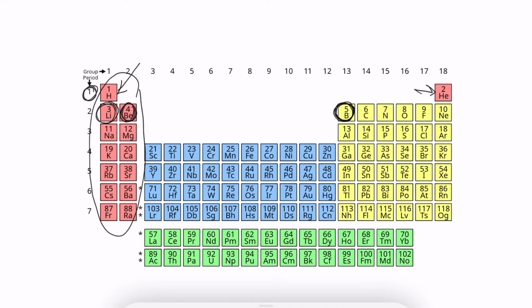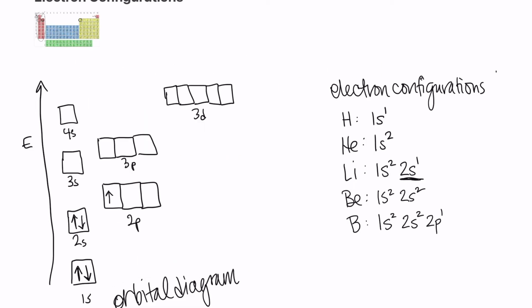notice it's the second period. It's in the P block, and it's in the first column of the P block. That's my 2p1 that I have here in my electron configuration. Okay, after boron, I have carbon. Now carbon is going to be 1s2, 2s2, 2p2.